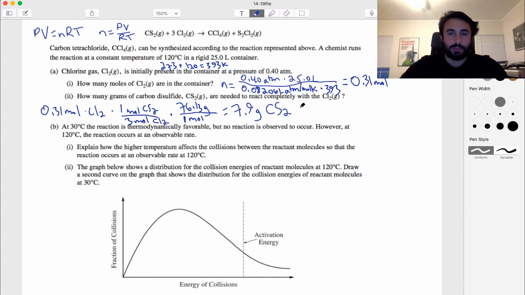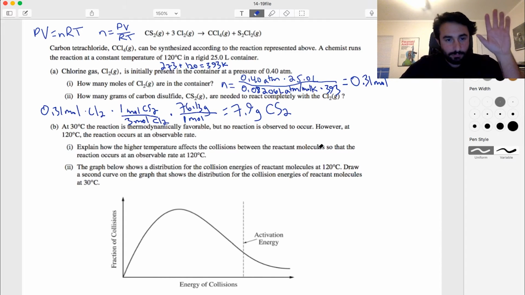So far so good. Very straightforward stuff. We definitely should be able to do these things. We need to be able to use PV equals nRT to solve for a missing variable, and then we need to be able to do a very straightforward stoichiometric calculation like this. Now, a little bit of a different way of looking at it. At 30 degrees Celsius, the reaction is thermodynamically favorable, but no reaction is observed to occur. However, at 120 degrees Celsius, the reaction occurs at an observable rate. Explain how the higher temperature affects the collisions between the reactant molecules so that the reaction occurs at an observable rate at 120 degrees Celsius.